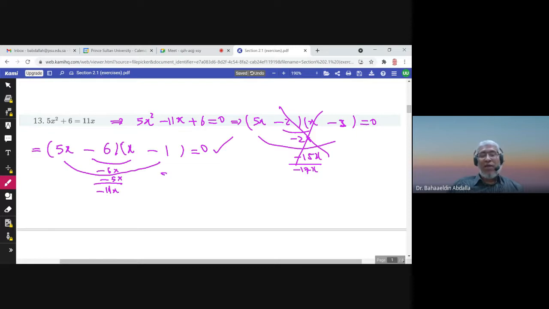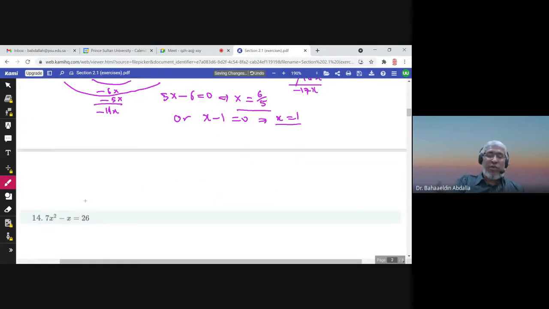So either 5x minus 6 is 0, hence x is 6 over 5, or x minus 1 is 0, hence x is 1, and these are the two solutions of this equation.